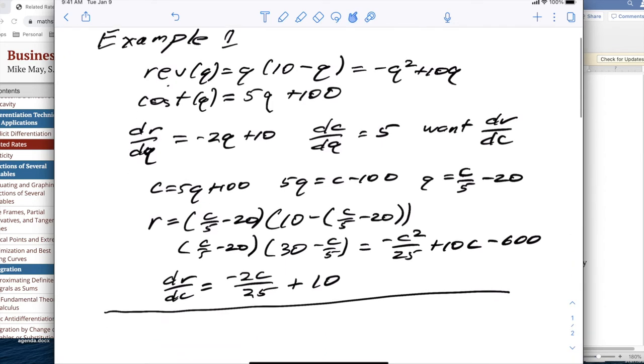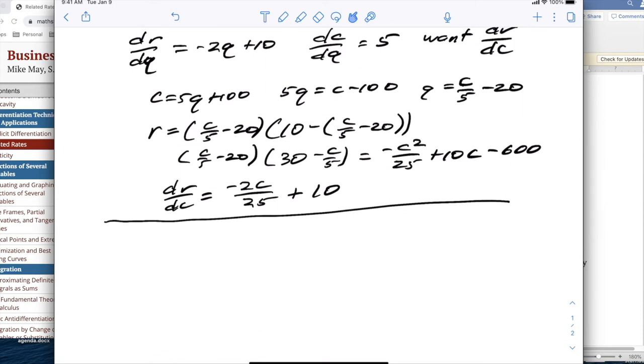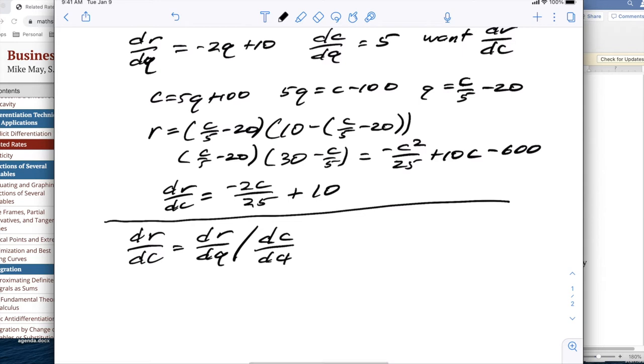However, I can also look at these derivatives that I already have and notice that d revenue/d cost is equal to d revenue/dq, that gives me the revenue on the top, divided by d cost/dq. When I divide, I'm going to invert and multiply. That'll give me a d cost on the bottom. And this is going to be minus 2q plus 10 divided by 5. I want to substitute my cost to see that this is the same thing. This is minus 2 times cost over 5 minus 20 plus 10 divided by 5.